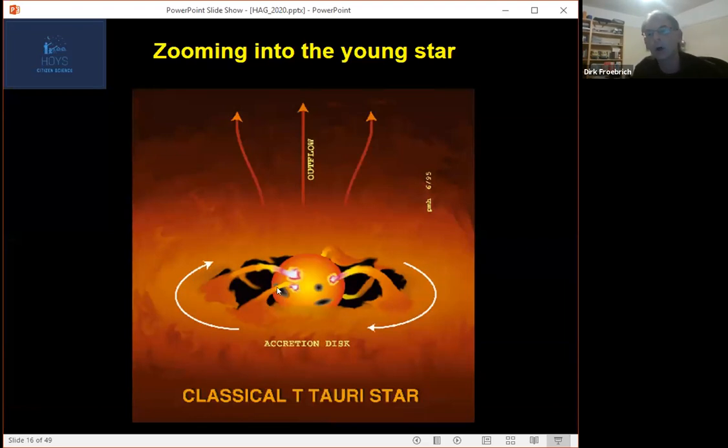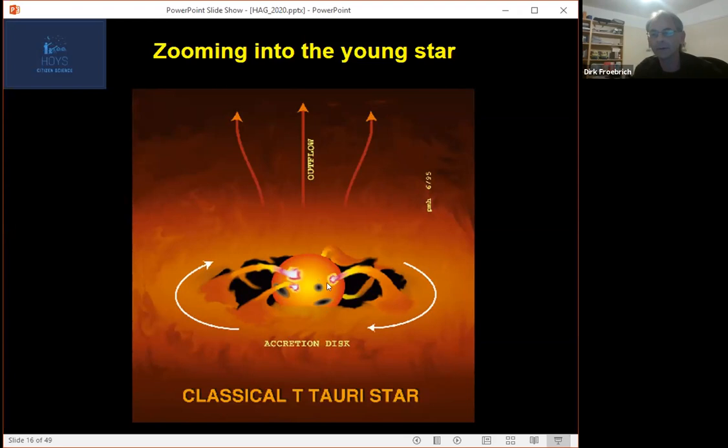It does that along magnetic field lines, so it ends up hitting the surface of the star in very small spots. The material is falling extremely fast onto the surface of these spots, so it creates shocks, which basically create little hotspots on the surface of these stars. And you know, everything is rotating, including the star itself.